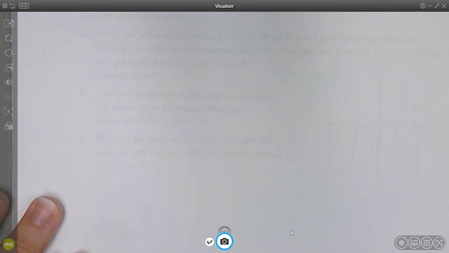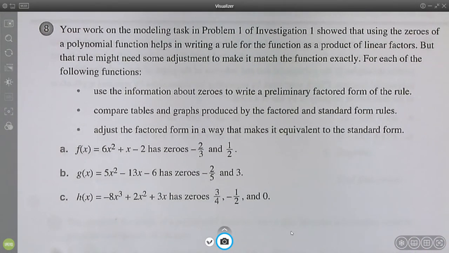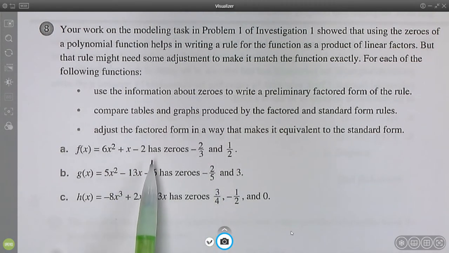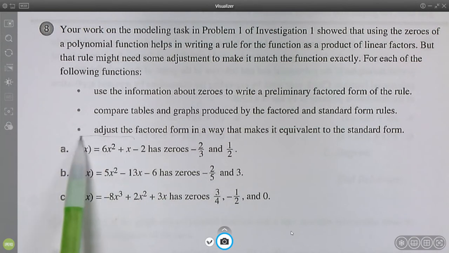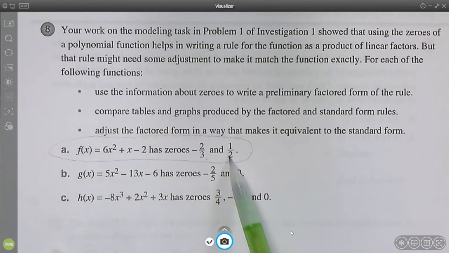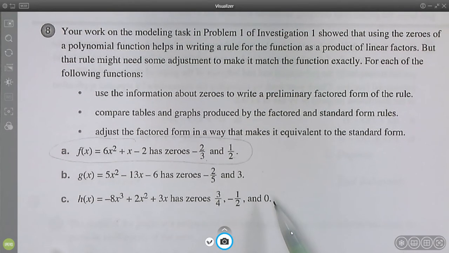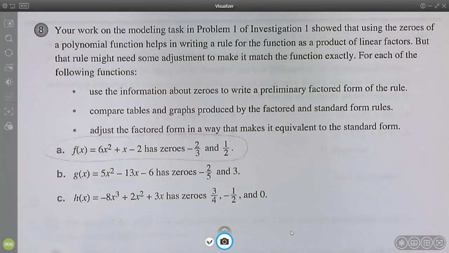All right, then we are moving into 8. 8 says your work on the modeling. So you are going to try to write this in factored form that has these zeros. I am not going to help you on these ones right now. Assuming somebody has a question, I'll go over these on Monday. I just don't want to spend too much time on those right now.